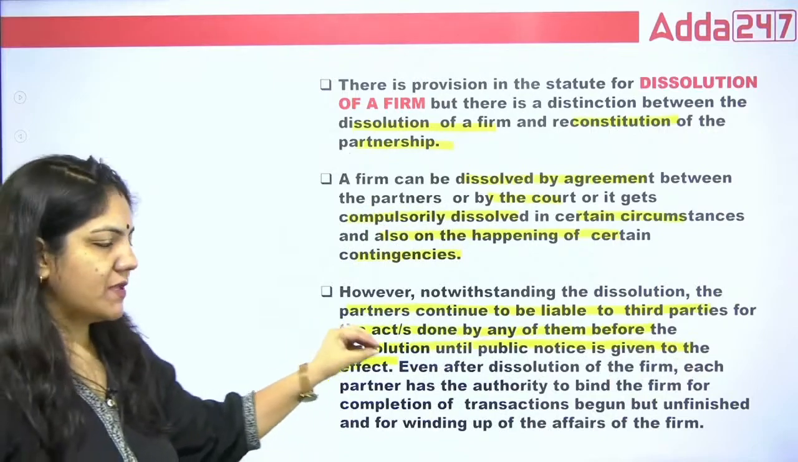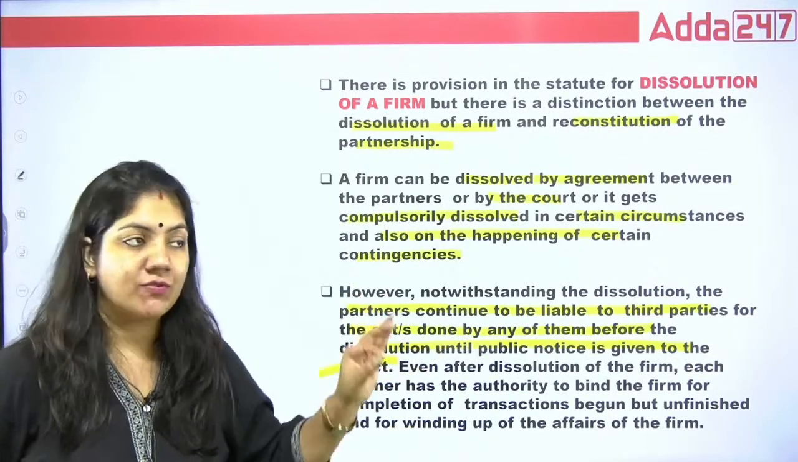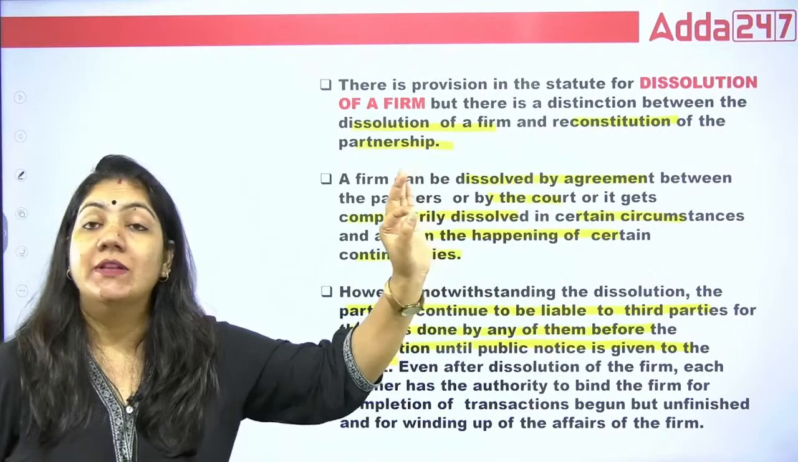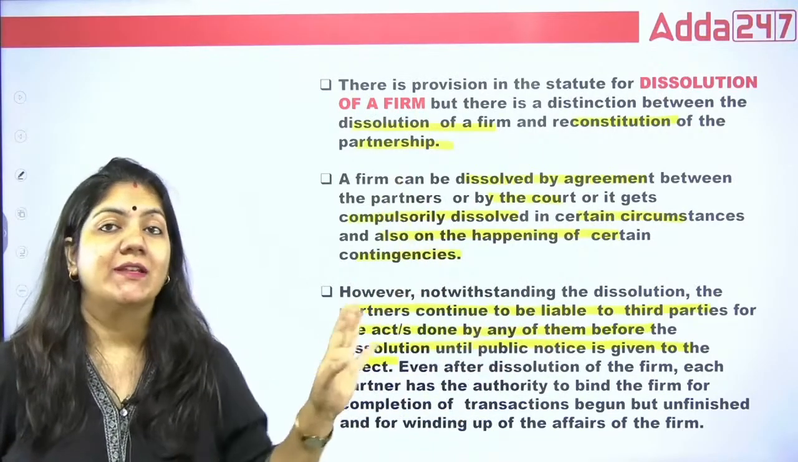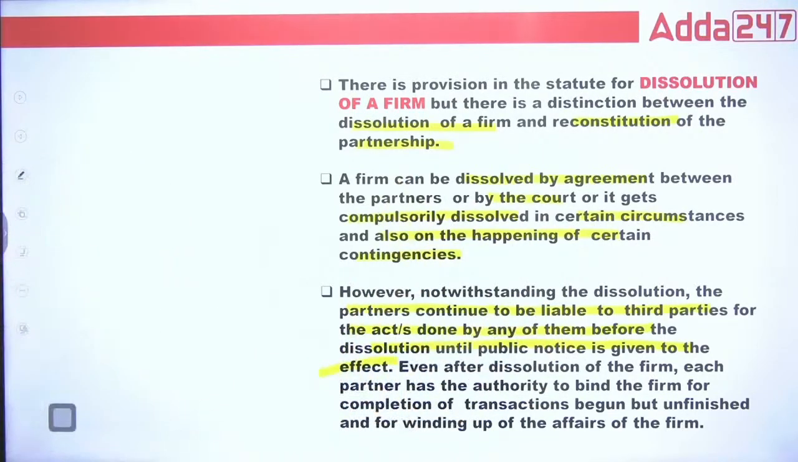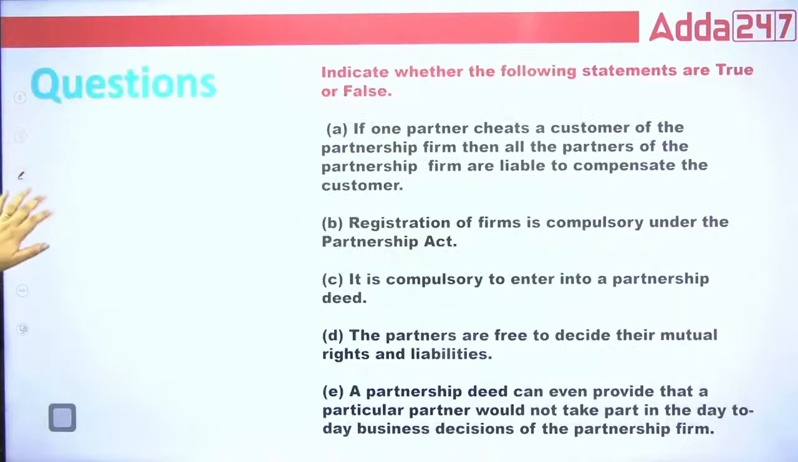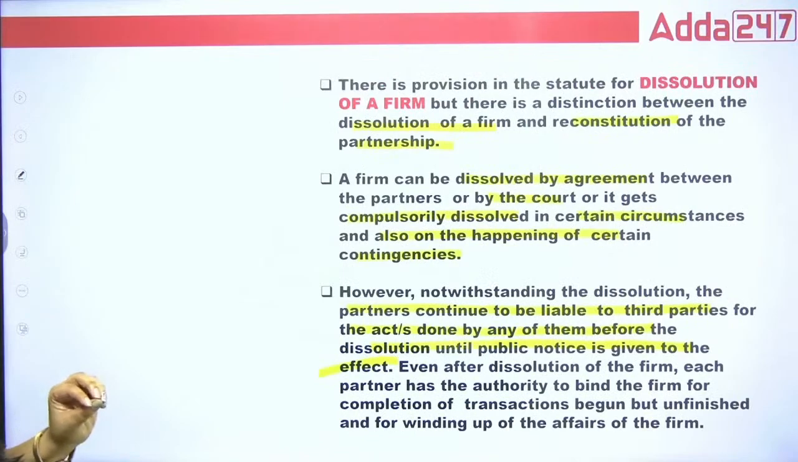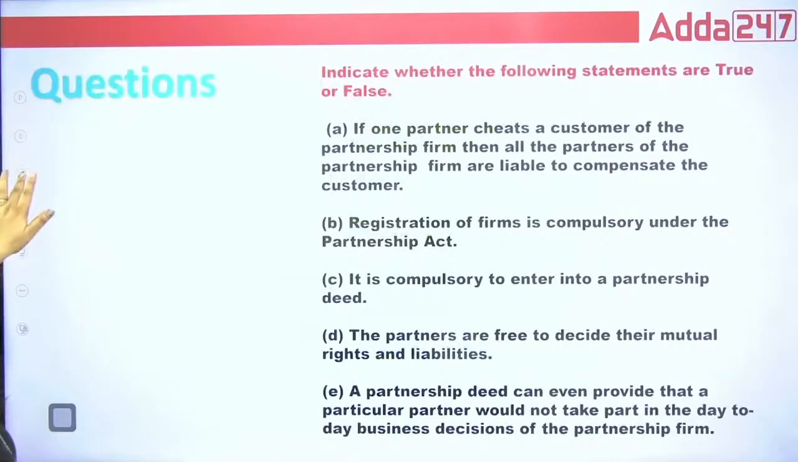Okay, if any partner is going to retire, he has to give public notice. If he does not give public notice, he will still be liable. That is written here. So these are your important points of partnership. And now let's do the questions.